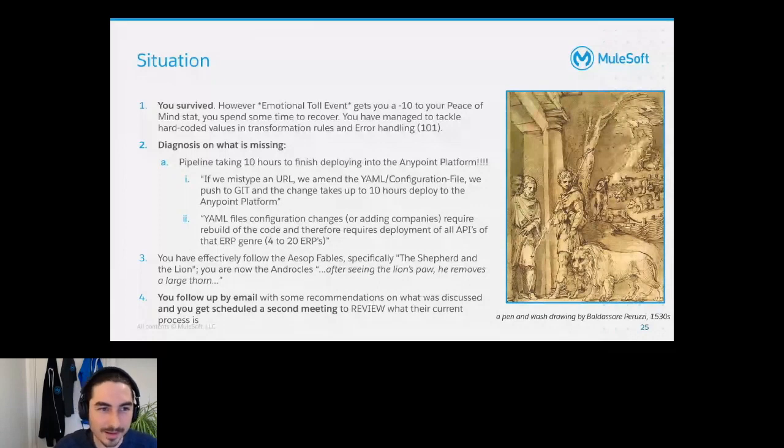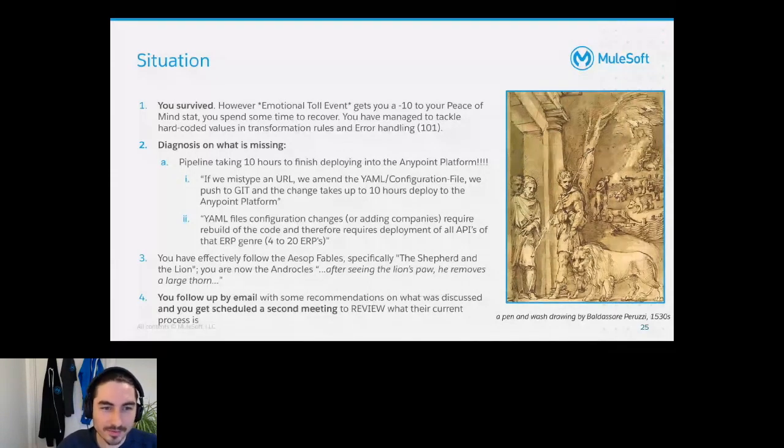There is a pipeline taking 10 hours to finish deployment into the Anypoint platform. That means every time you put in a wrong XML, a wrong configuration file, a wrong YAML file, or a white space there and you amend it, it will take 10 hours from the moment you push it until the pipeline picks it up and deploys it to the Anypoint platform. So there's something there, and this is when you think about Aesop's fable of the shepherd and the lion. You are now Androcles.